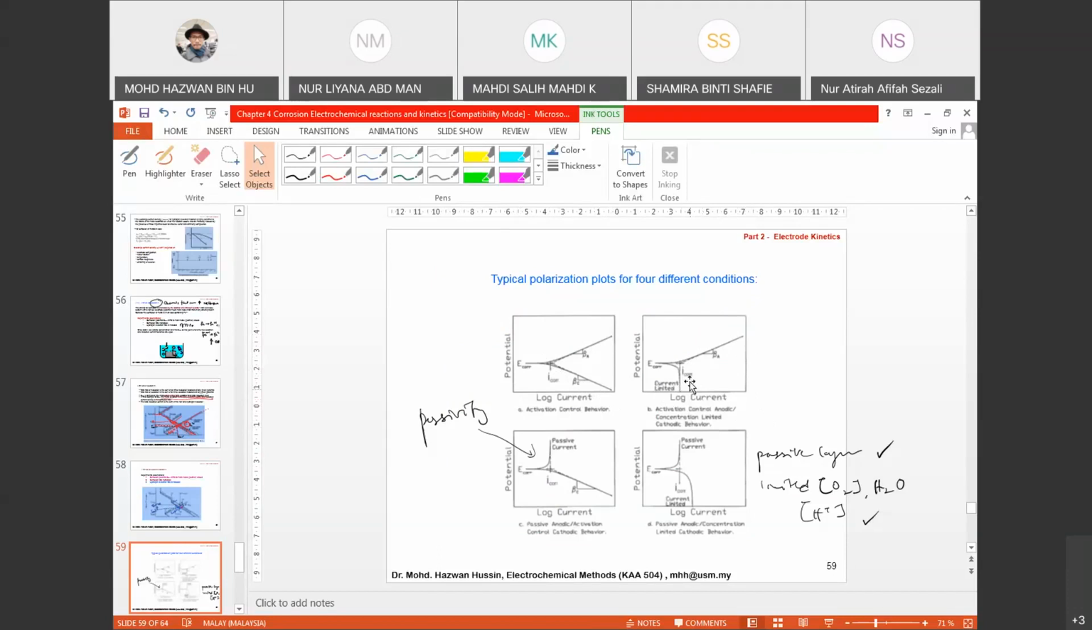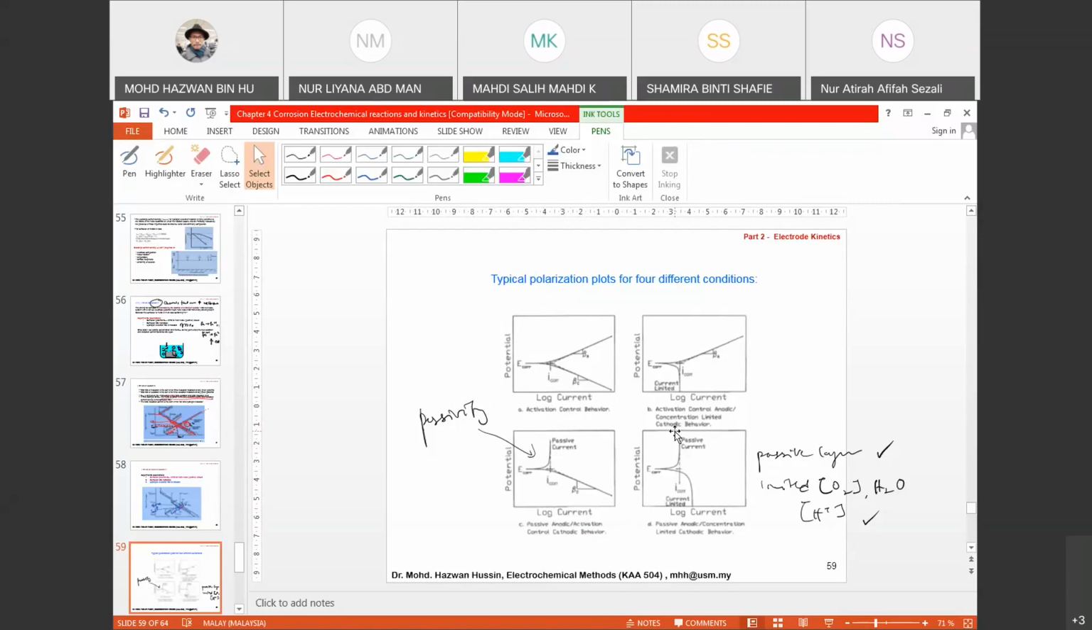Why you can have limited current density at the cathode could be due to limited oxygen concentration, limited water, or limited acid concentration. You can also have a plot where you have a limited current density at the anode and an active plot at the cathode. This indicates that if you have a limited current density at the anode, there's a passive layer already formed at the electrode surface.